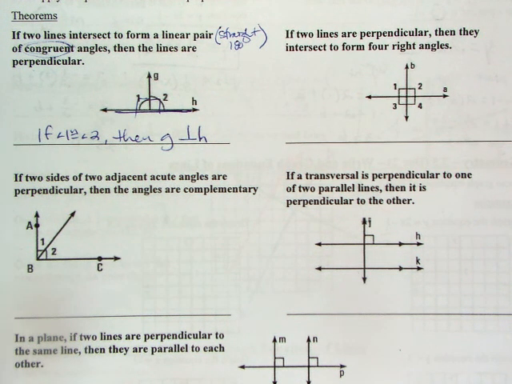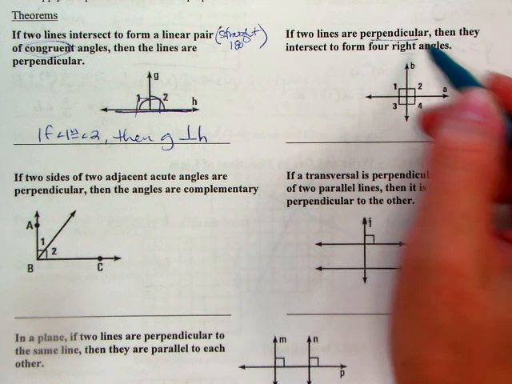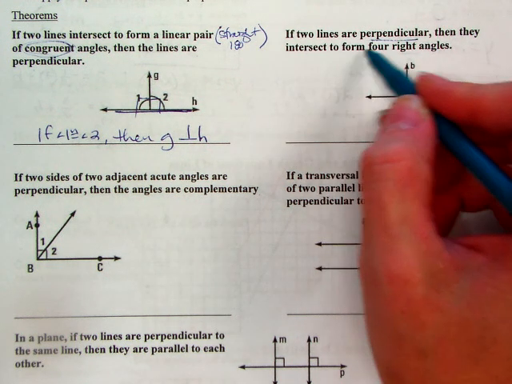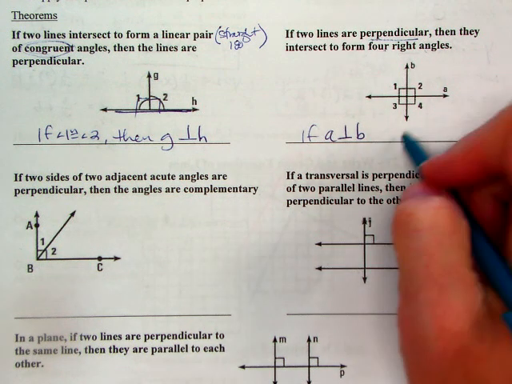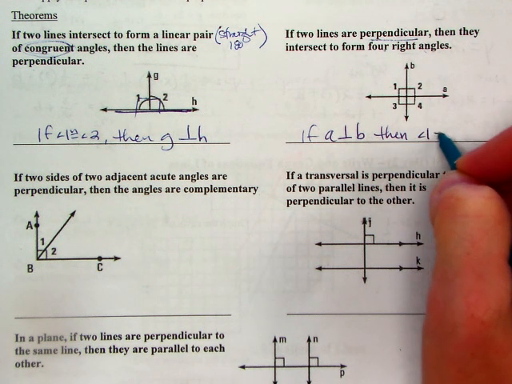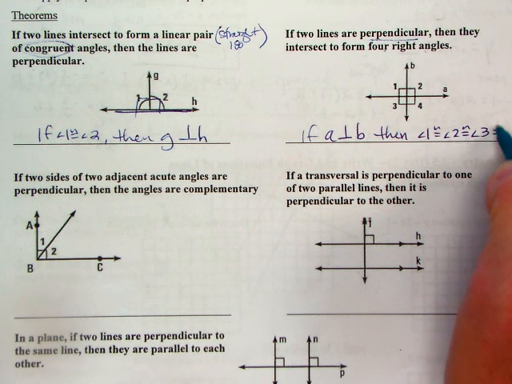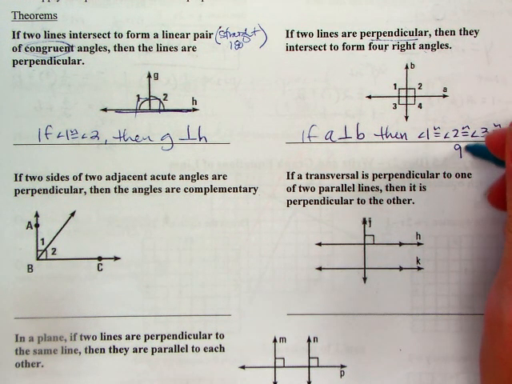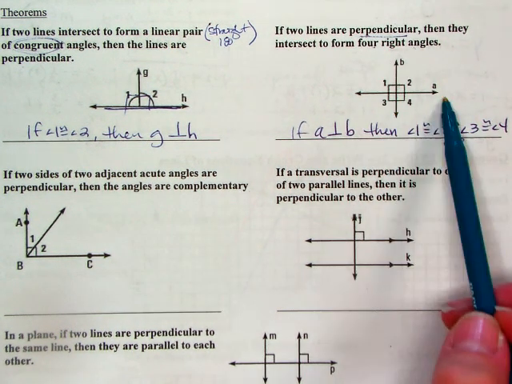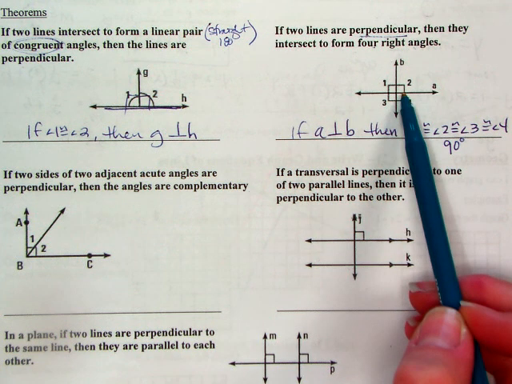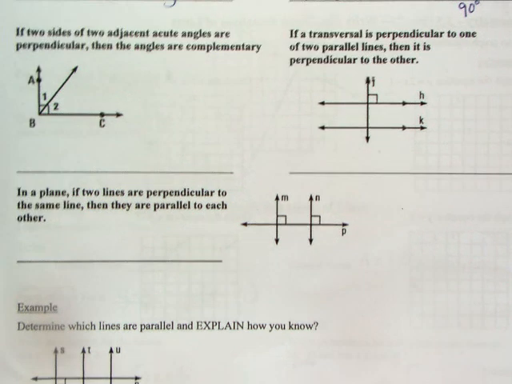The next theorem says if 2 lines are perpendicular, so we're starting with knowing that they are perpendicular, then they intersect and form 4 right angles. So if A is perpendicular to B, then angle 1, angle 2, angle 3, congruent angle 4, and they are all 90-degree angles. So they're all equal to each other, which is kind of a duh thing. I think you guys know that. If they're perpendicular and one of them's a 90, then all of them are 90s. So again, it's not new information. We're just putting it together in a theorem.